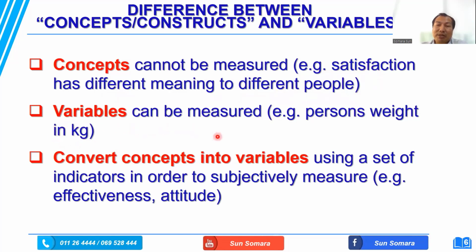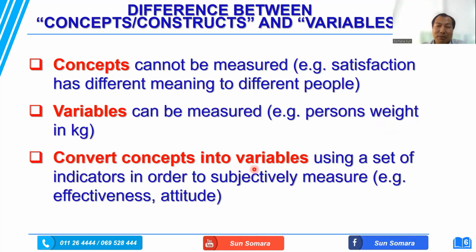Variables can be measured. An example is a person's weight, in kilos here. We can weigh by scale, 80, 70, 50 kilograms and so on. All right, so those are the things that can be measured.